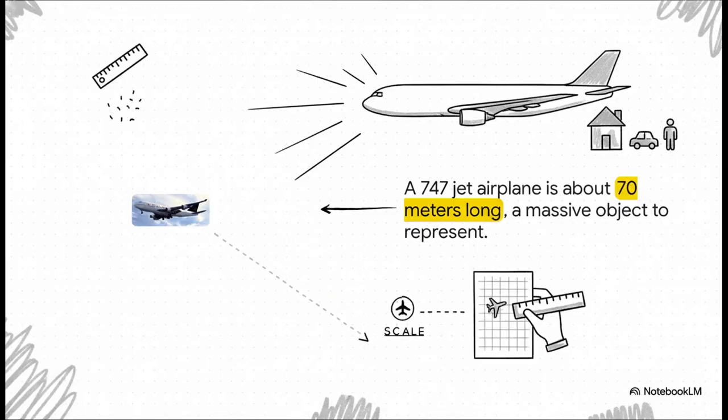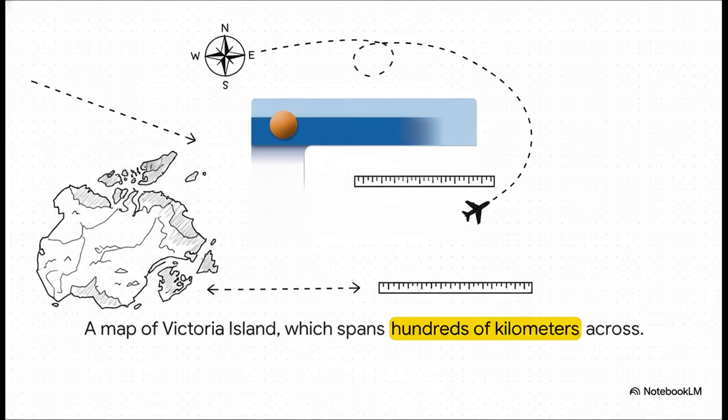Okay, so let's start with something familiar, but big. A 747 jumbo jet. It's around 70 meters long. You can picture it, sure, but there's no way you're fitting that on a piece of paper, right? We need a way to represent it perfectly, just a whole lot smaller. Now let's zoom way out. This is a map of Victoria Island, way up in the Canadian Arctic. We just went from a 70-meter jet to a piece of land that's hundreds of kilometers across. So you can see how the challenge of representing it just got a lot bigger.